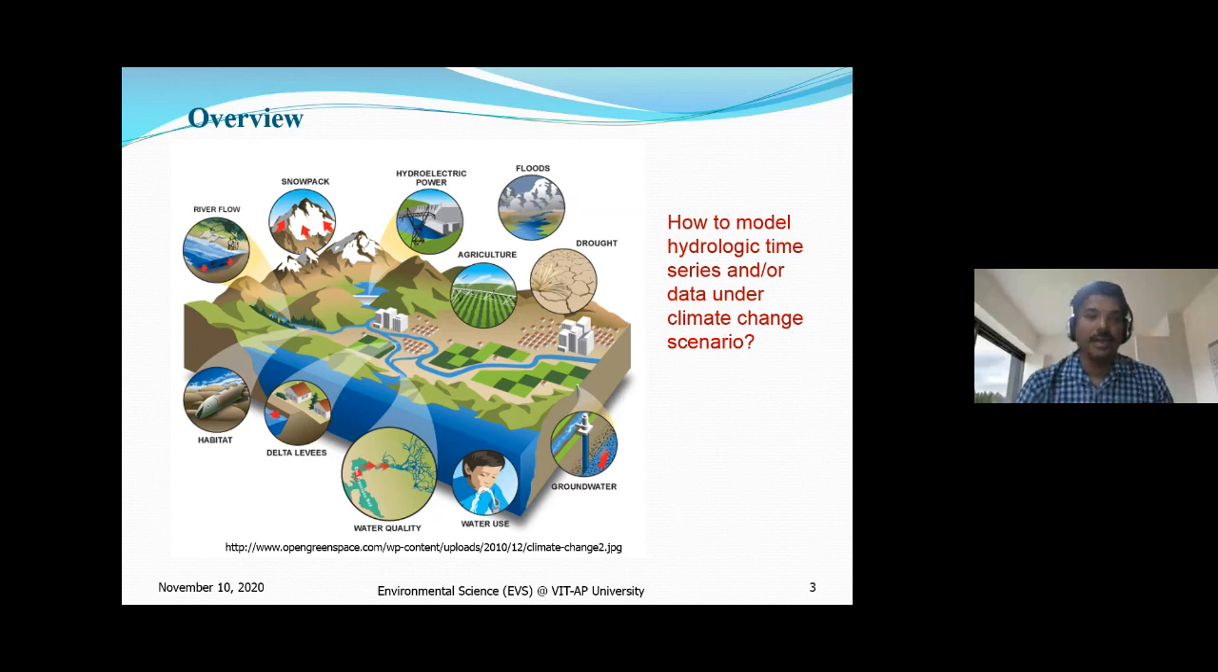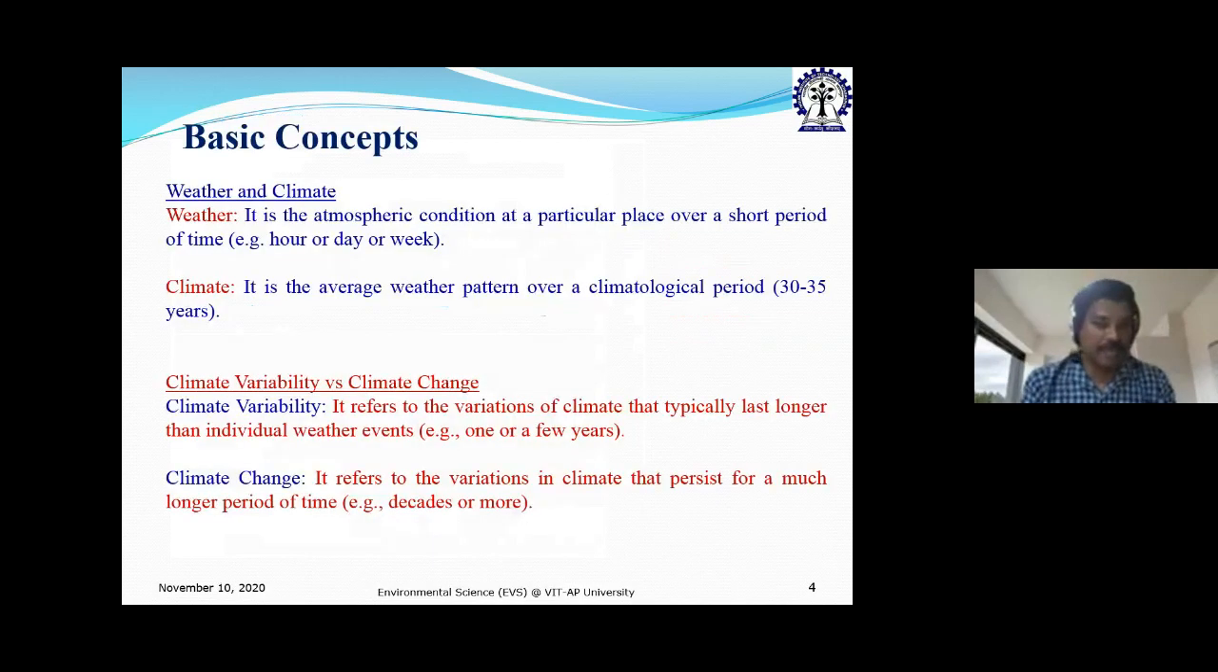Some of the basic concepts at the very start, since you are undergraduate students, some of the things you may be knowing and some of the things you may be hearing here and there from media and news. So first, the difference that we almost know from our school days is between weather and climate. These are two different things.